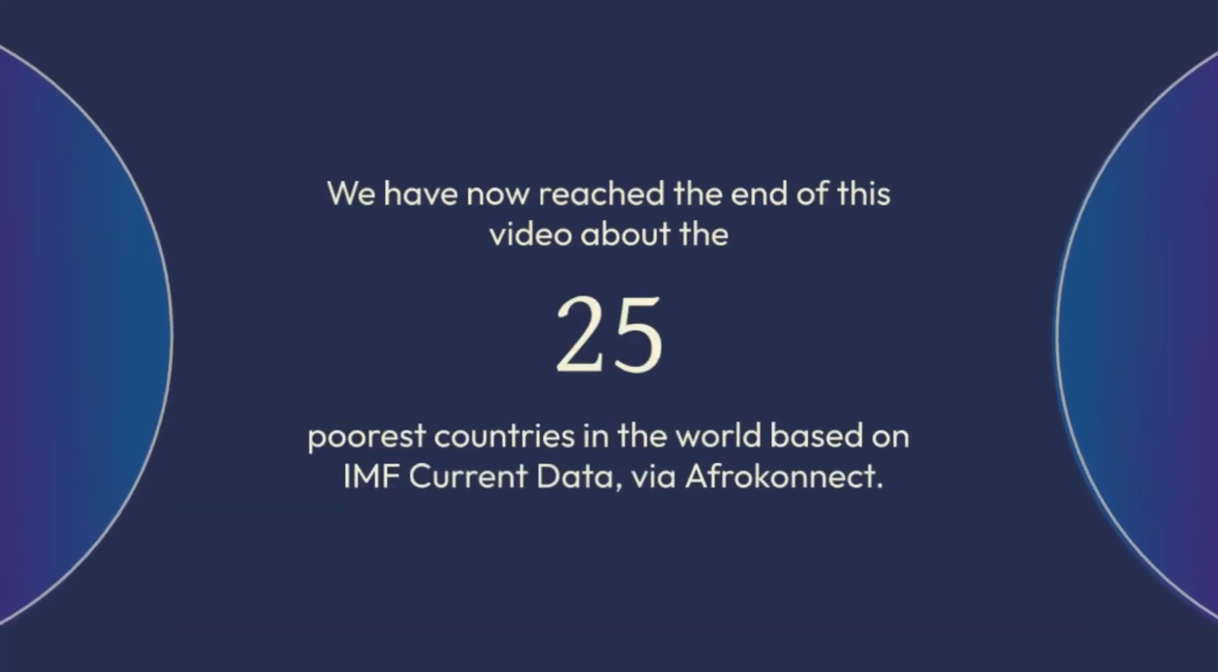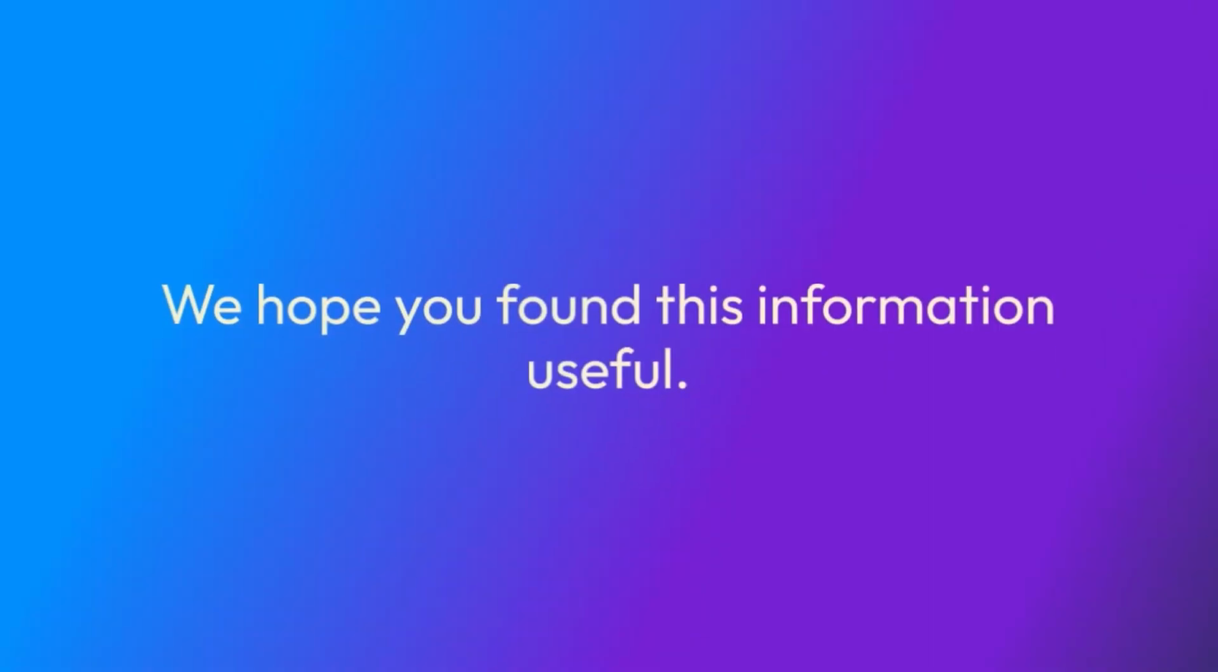We have now reached the end of this video about the 25 poorest countries in the world, based on IMF current data via Afrokonnect. A nation's nominal gross domestic product is yet another metric that can be used to evaluate its level of wealth. The gross domestic product, GDP, nominal figure is an expression of the monetary value of all of the products and services generated by a nation, over a given period of time, typically 1 year. As a consequence of this fact, the population of the country plays a significant part in this scenario.